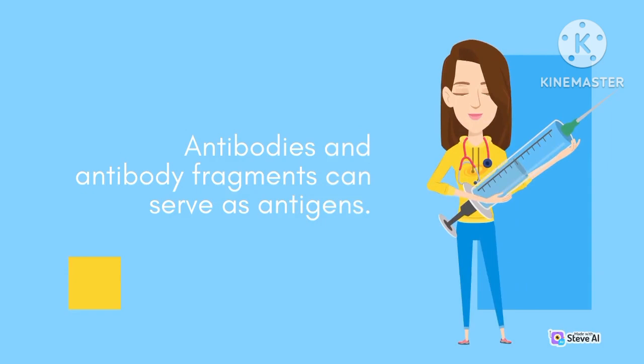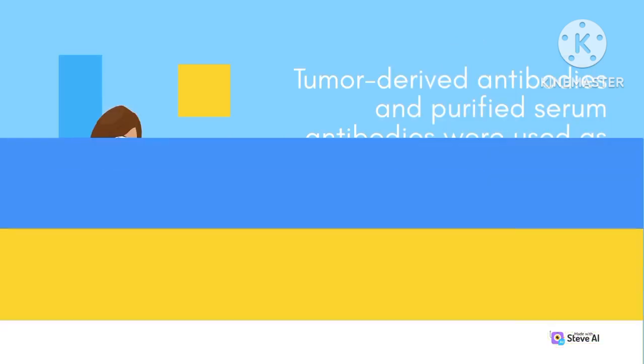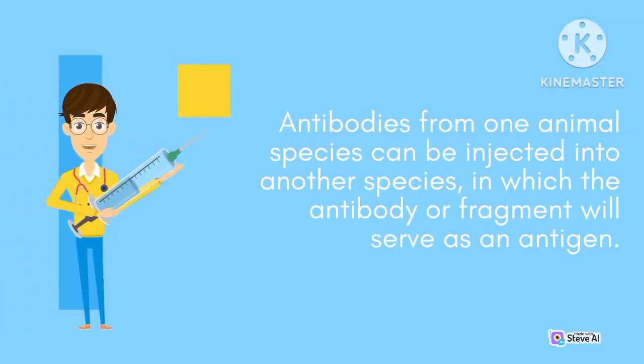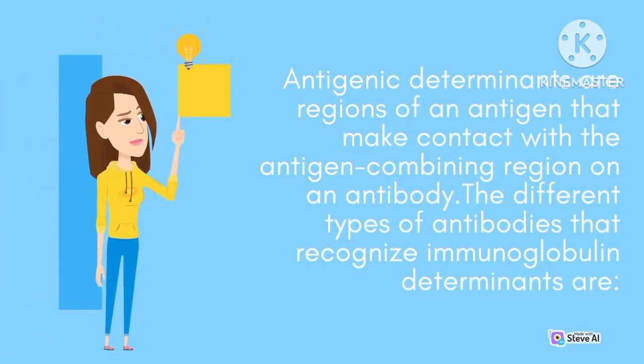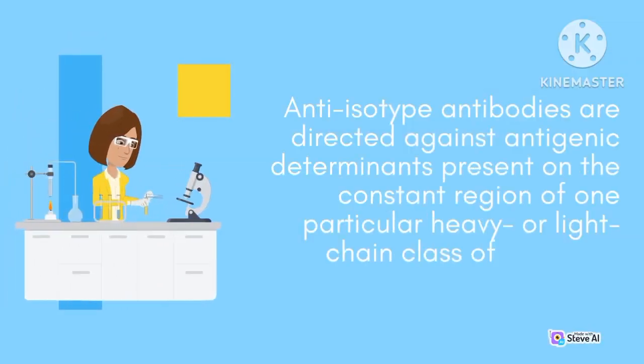Antibodies and antibody fragments can serve as antigens. Antibodies from one animal species can be injected into another species, in which the antibody or fragment will serve as an antigen. Antigenic determinants are regions of an antigen that make contact with the antigen combining region on an antibody. The different types of antibodies that recognize immunoglobulin determinants are: anti-isotype antibodies, which are directed against antigenic determinants present on the constant region of one particular heavy or light chain class of antibody.